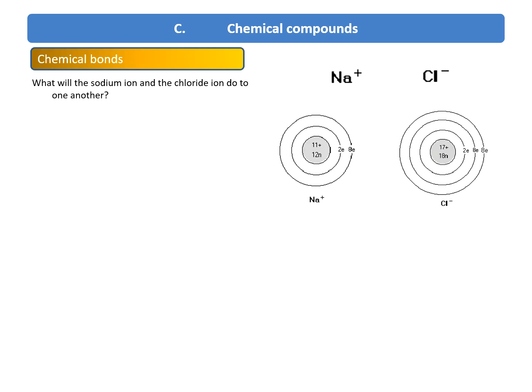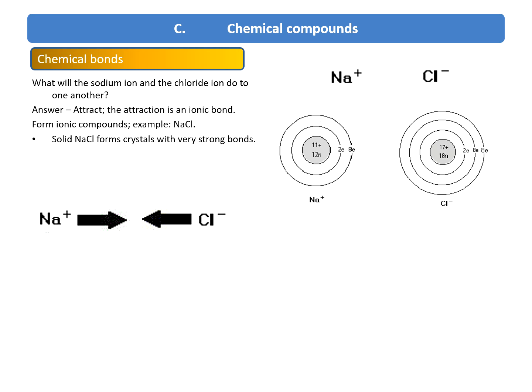What will the sodium ion and the chloride ion do to one another? The answer is they attract, and this attraction is an ionic bond. Compounds with ionic bonds are ionic compounds. For example, sodium chloride, another name for table salt. Now, solid sodium chloride forms crystals with very strong bonds.